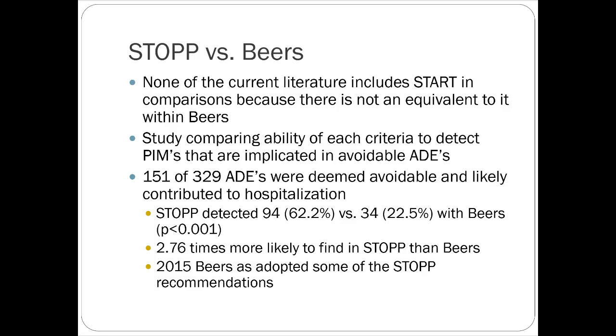So they did look at, if you were to look at a group of patients and say, okay, what would the Beers criteria tell you to consider, and what would the START/STOP criteria tell you to consider. They said 151 of 329 adverse drug events were deemed avoidable and likely contributed to hospitalization. STOP detected 94 of these, where the Beers only detected 34. So of course, a big difference there in this particular group of adverse drug events that they saw.